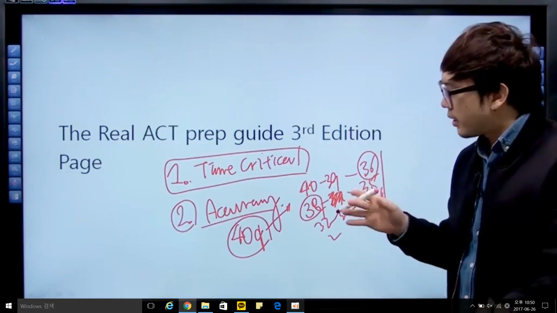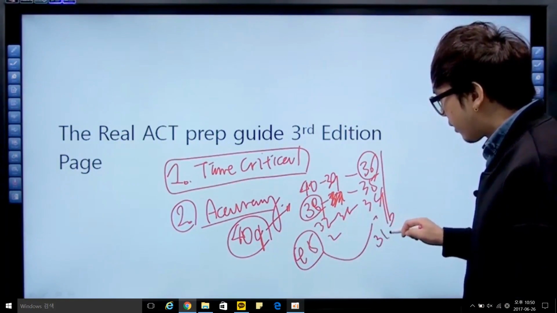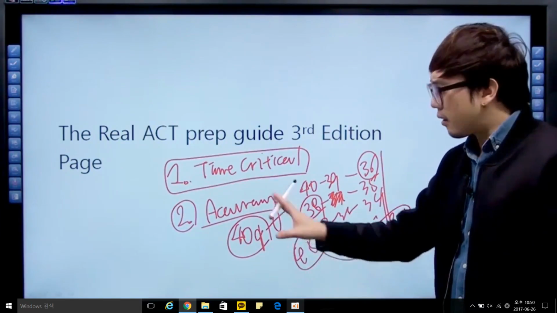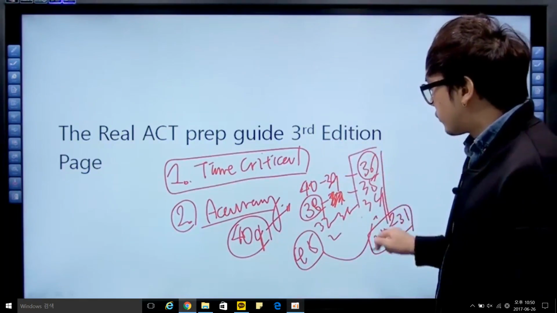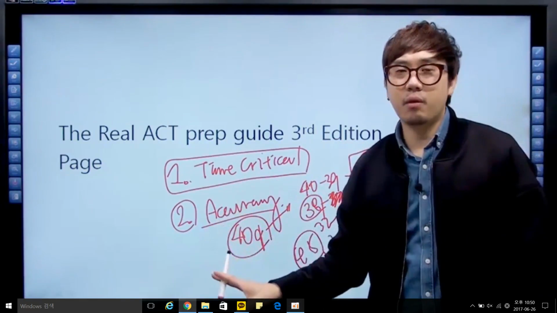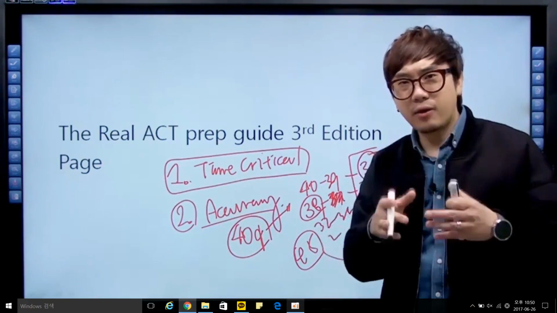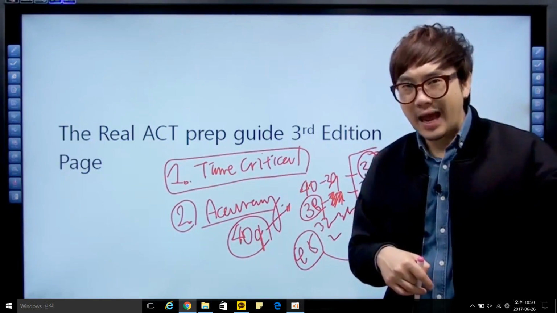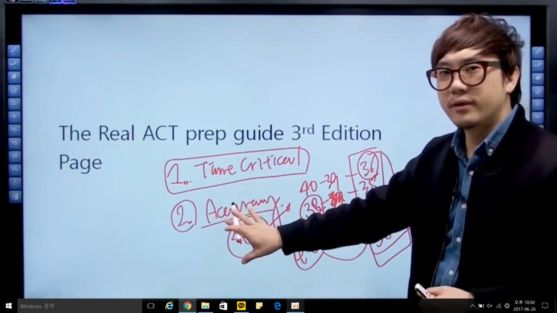Let's say you miss 4 or 5 questions, then your score is already down to like 30 or 31. Out of 40, 4 or 5 wrong is not that bad, but in the composite score, it's real bad. So the accuracy part of it is what we want to really focus on. You need to be really accurate about what you choose as an answer and what you figure out the answer should be within the passages. The accuracy part of it is very important.